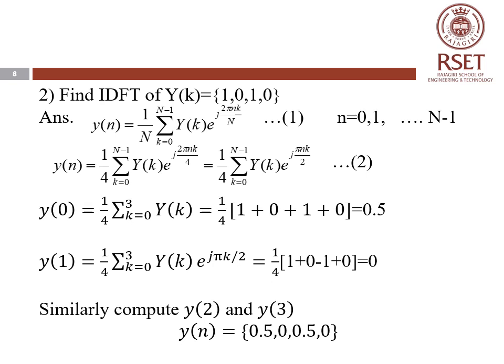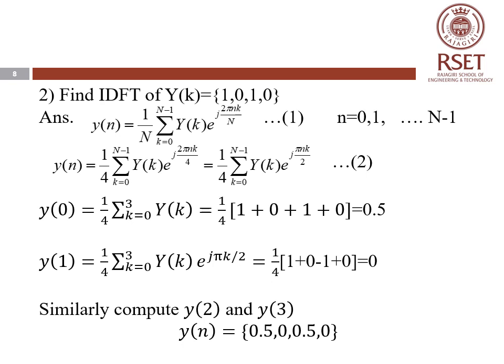To find y of 0, substitute n is equal to 0 in equation 2. So what happens if n equal to 0? In equation 2, e raised to 0 becomes 1. So it is 1 by 4 sigma k varying from 0 to 3 y of k, or it is 1 by 4 into the summation of the terms in the input sequence. It is 1 plus 1, which is equal to 2 divided by 4, which is equal to 0.5.